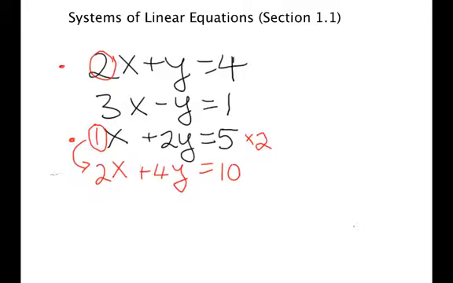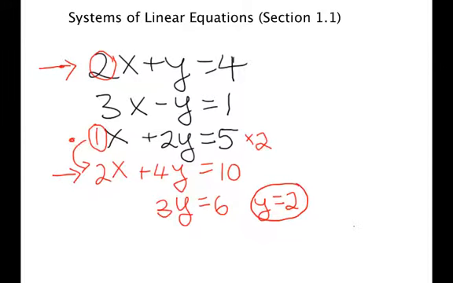And now we want to subtract this equation and this equation. Which order do we want to subtract them in? Well, let's see, 4 is bigger than 1, so let's take this equation minus the first equation, and the 2x minus 2x is equal to 0, and 4y minus y is equal to 3y, and 10 minus 4 is equal to 6, which says that y is equal to 2.